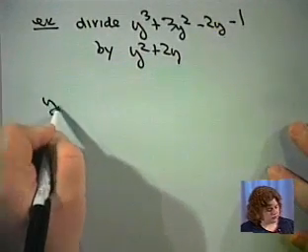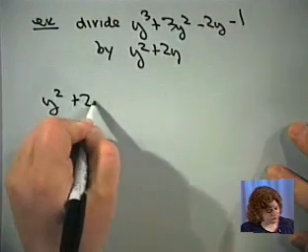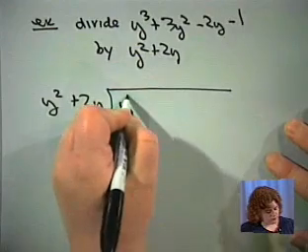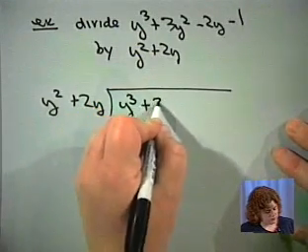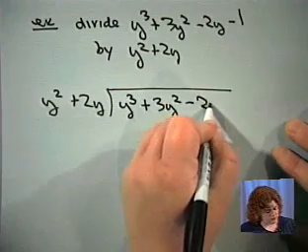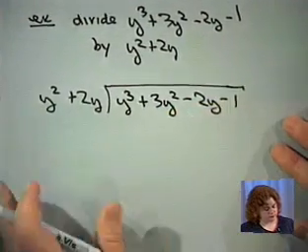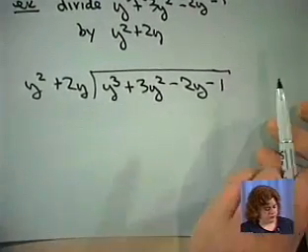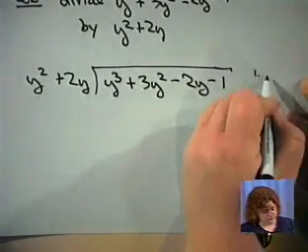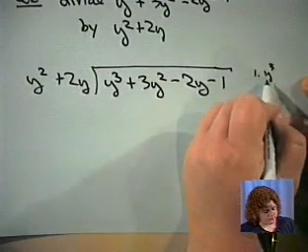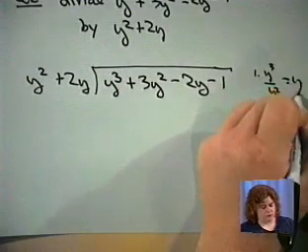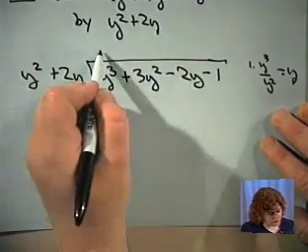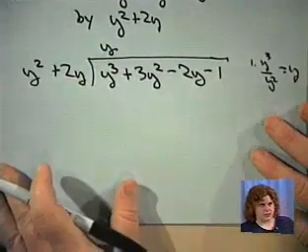So again, we'll put the divisor out in front, and that's going to be divided into the polynomial y cubed plus 3y squared minus 2y minus 1. And we'll go with first into first, leaving us with a y cubed divided by y squared. A little hard to read because I'm trying to squeeze it in. But the y goes above the y cubed.